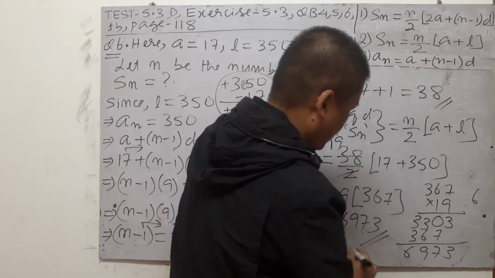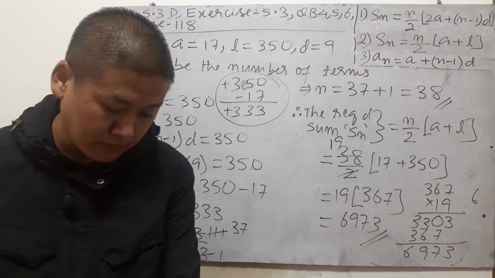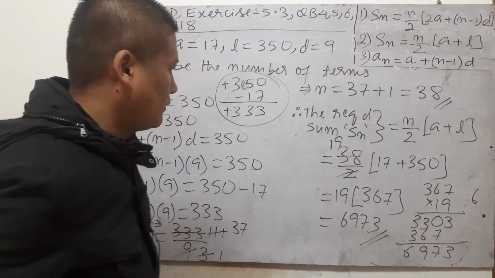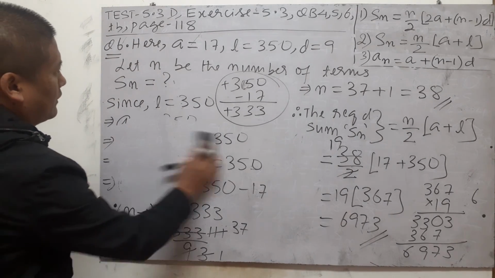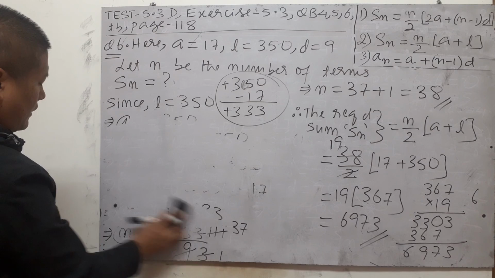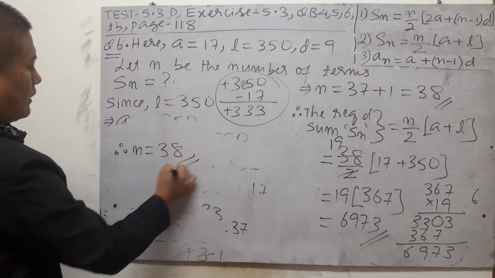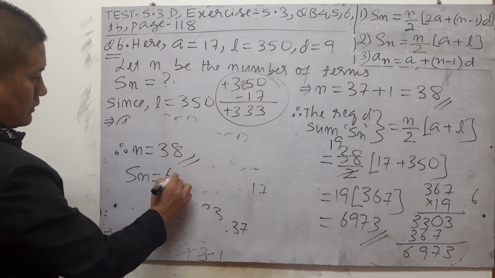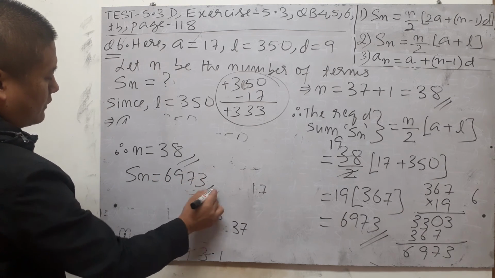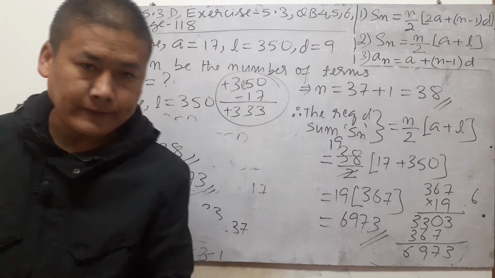6973 is the value, the sum of all the terms. I hope it's in the textbook. Yes, 6973. So we can write the final answer here: the total number of terms n equals 38, and the sum of all the terms Sn equals 6973. So that concludes this question. I hope you got it right.